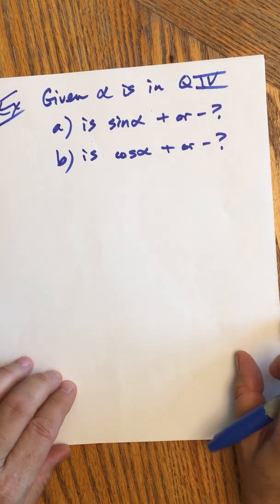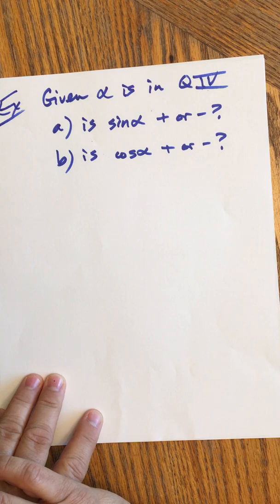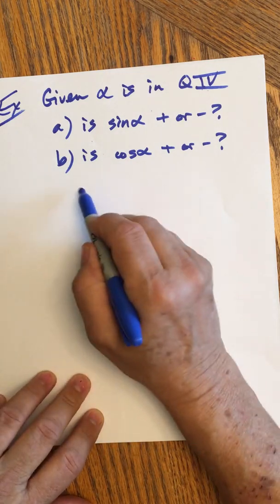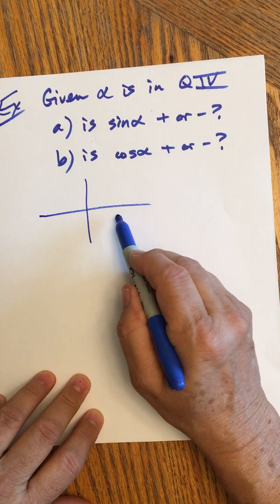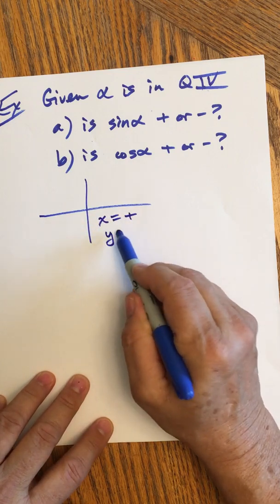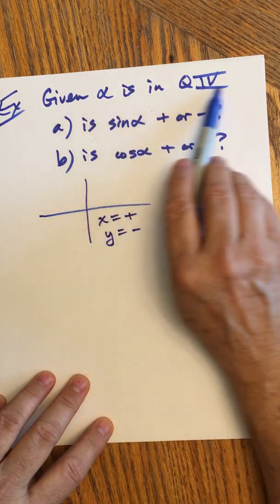Okay, let's take a look at here. Suppose I know an angle alpha is in quadrant 4. Sine of alpha is what? Positive or negative? Cosine of alpha is what? Positive or negative? So I'm in quadrant 4. That's here. And in quadrant 4, x is positive, y is negative. That's from this information here.